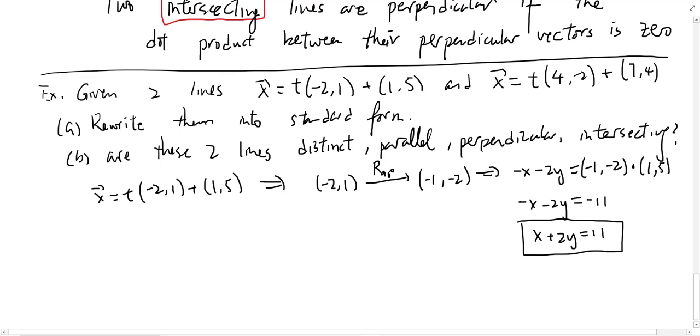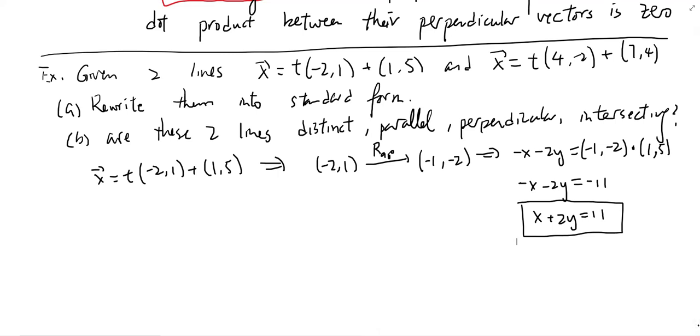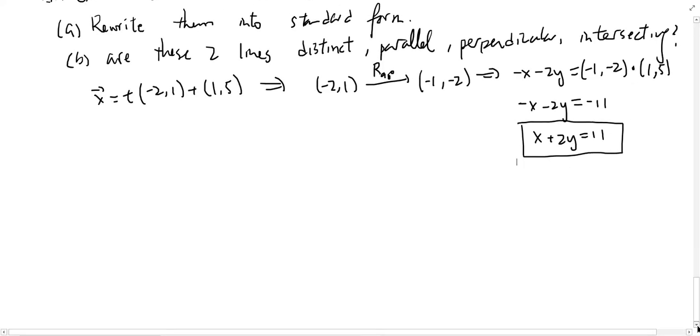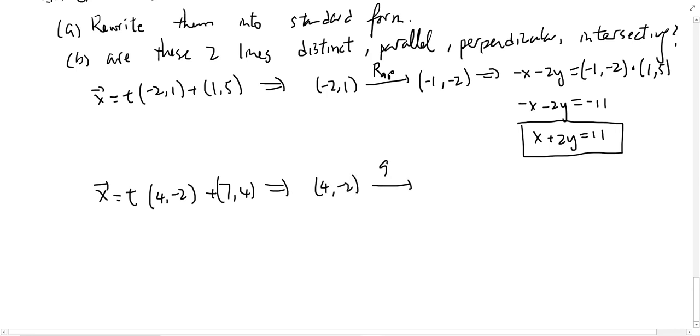Now go ahead and do the second one. Once you do the second one, it's very easy to identify what happened to these two lines. So let's do the second one. The second will be t times (4, negative 2) plus (7, 4). Once again, we'll take the direction vector and rotate it 90 degrees, and that becomes (2, 4).